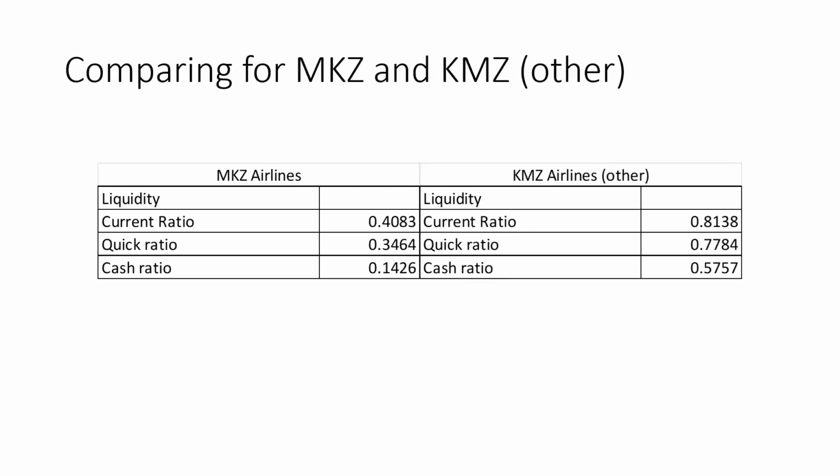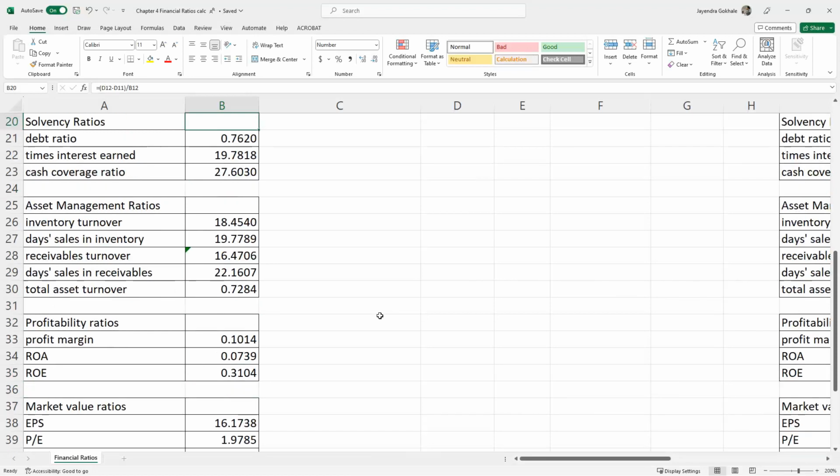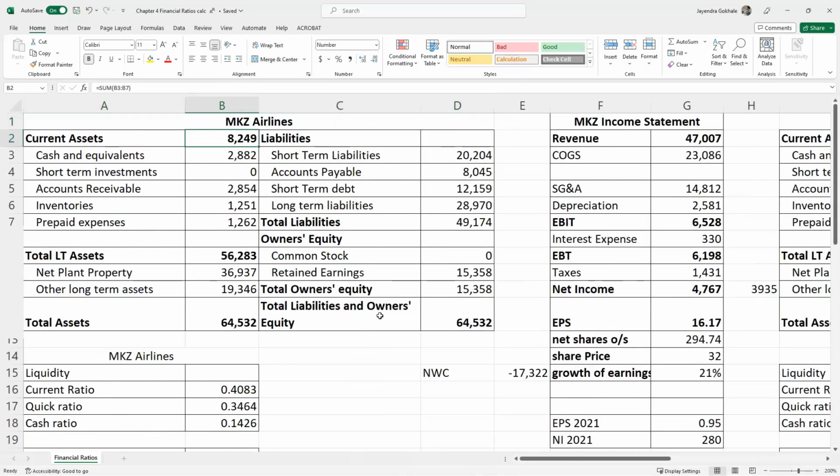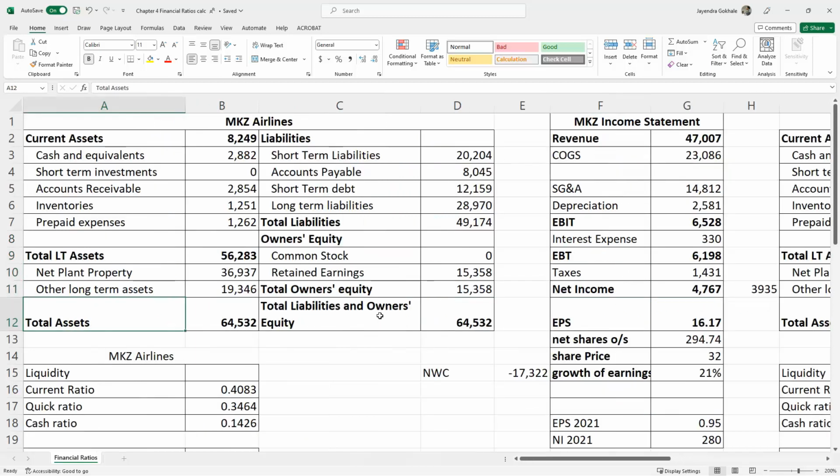So we will now analyze these in the context of our airlines. MKZ, which is a large airline, has current assets of 8,249, long-term assets of 56,283, and total assets of 64,500. With respect to KMZ, which has current assets of 875, total long-term assets of 3,250, and total assets of 4,100. Now we'll only look at the formulae for MKZ, the larger airline, but we'll compare the ratios across the two airlines.